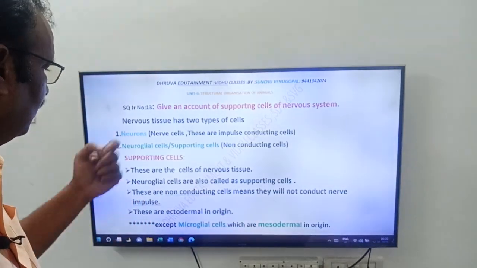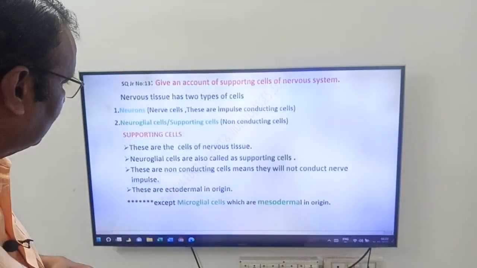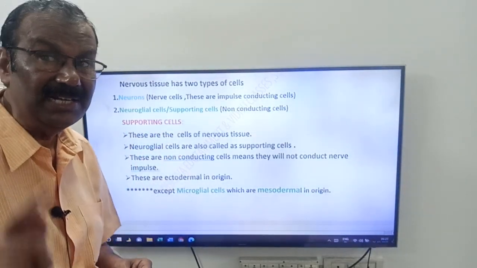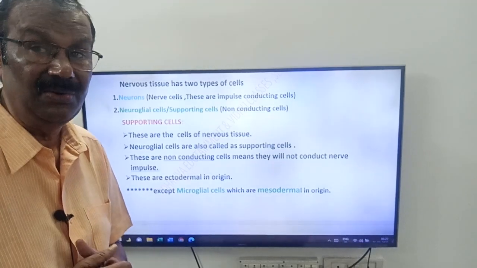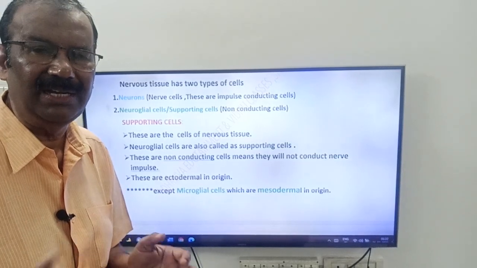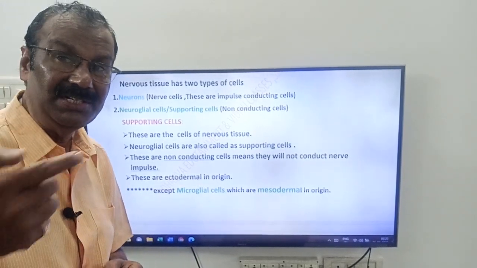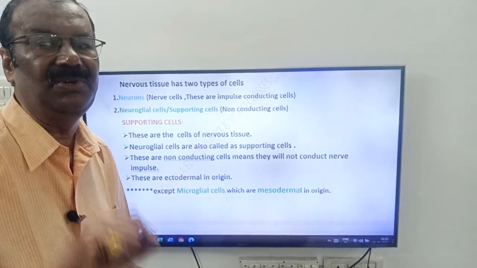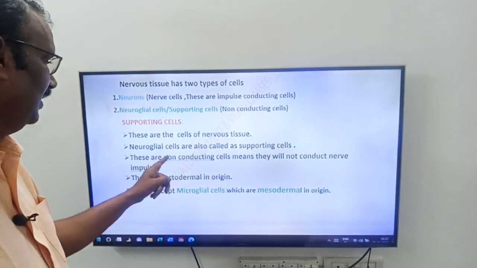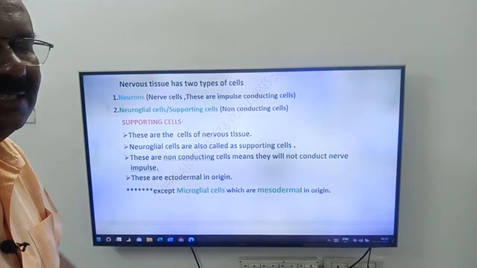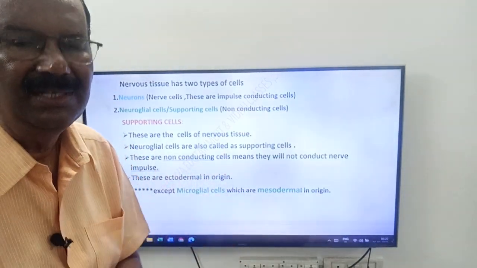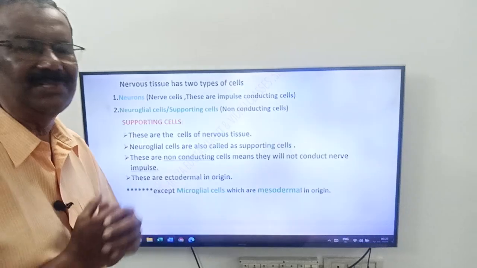Now come to the characters of the supporting cells. Friends, these are the cells of nervous tissue. In addition to neurons, we have supporting cells. You have to remember it. Whenever you hear the word nervous tissue, we recall only neurons, but in addition to neurons, we have supporting cells. These are also called neuroglial cells, and neuroglial cells are also called supporting cells.